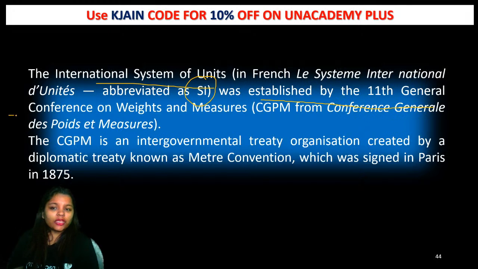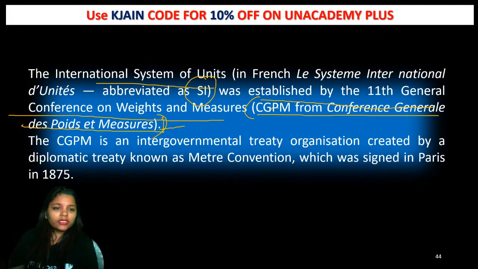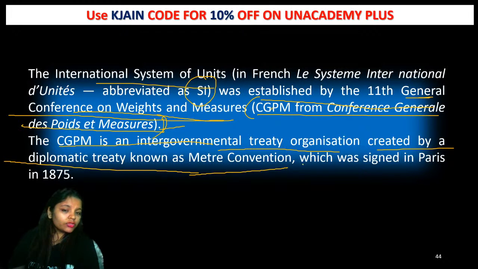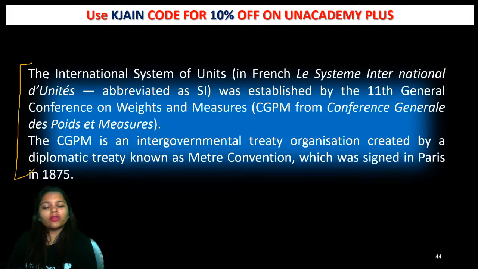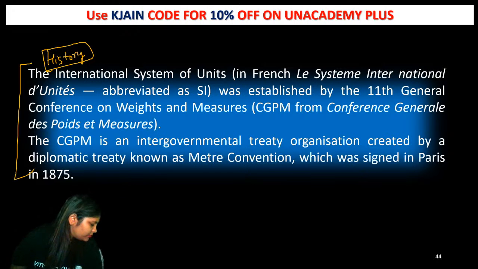It was established at the 11th General Conference on Weights and Measures, CGPM. It is written in French, so I will not be able to give you the meaning of the words, but it means the General Conference on Weights and Measures. CGPM is the intergovernmental organization created by the diplomatic treaty known as the Meter Convention, which was signed in Paris in 1875. This is just history, and IIT JEE never asked it.